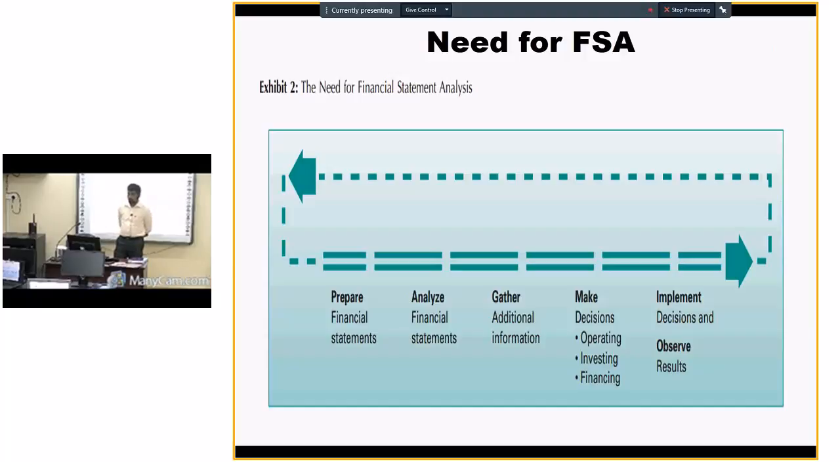Now, if you see this document, actually I got this from the Subramaniam book. Now, this is the process. You can see the circle: prepare financial statements, analyze financial statements, then get additional information and make decisions, operate in business, that means operate in finance and investment decisions. Then implement decisions, that means buy or sell shares, or buy organizations.